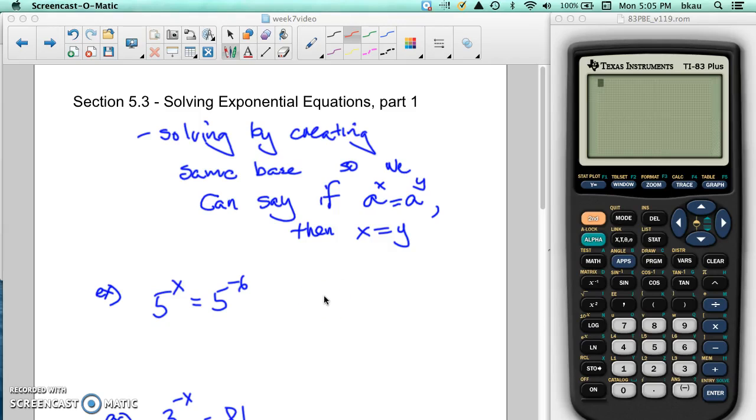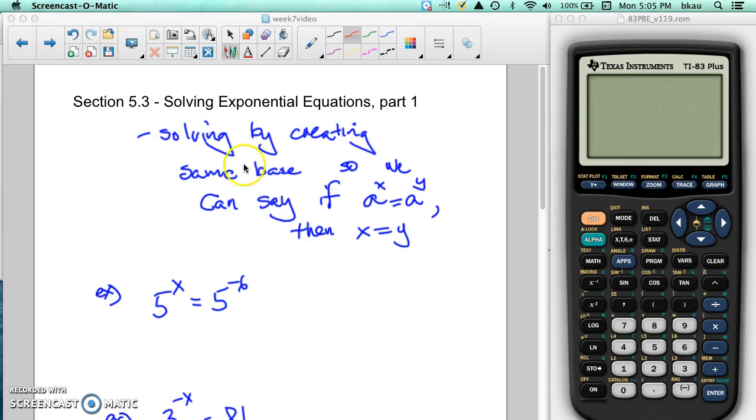Hello, in this video we're going to solve exponential equations for the first time, and we're going to use a method of creating the same base. This is not how we're going to solve most exponential equations, but this will be how we start off the process of solving exponential equations. Later on we're going to use the inverse function to solve an exponential equation, which is a logarithm. But right now we're going to use this fact.